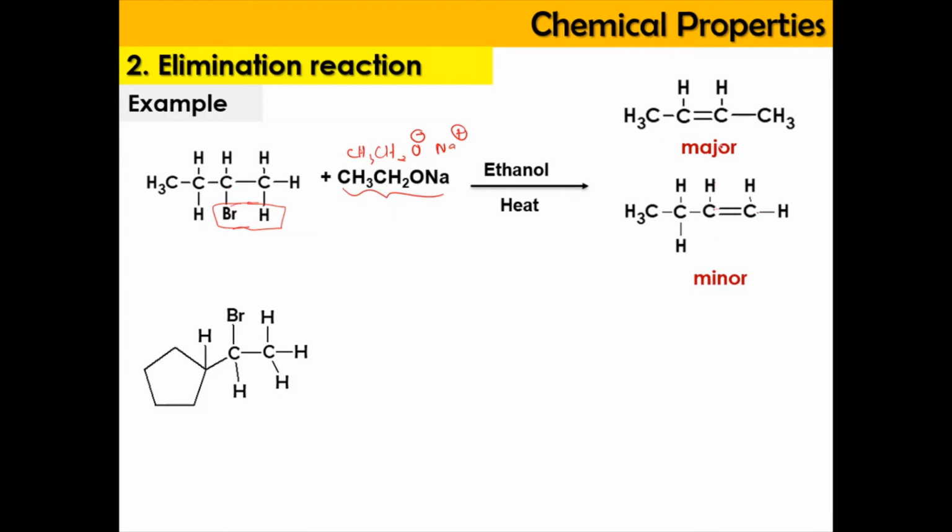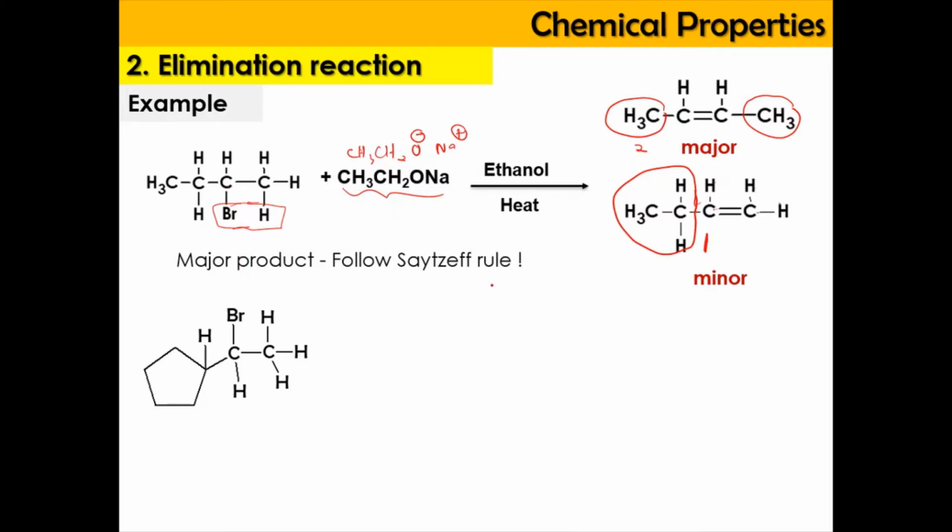This is going to be our major product because it is a more substituted alkene, because this carbon-carbon double bond is attached with 1 and 2 alkyl groups. Meanwhile, here, it's attached with only 1 alkyl group. This follows the Saytzeff rule, as you have learned in the chapter on alkene.